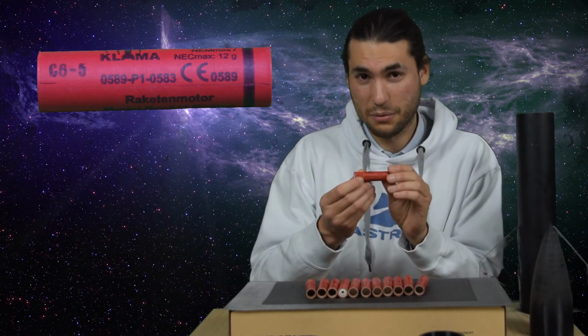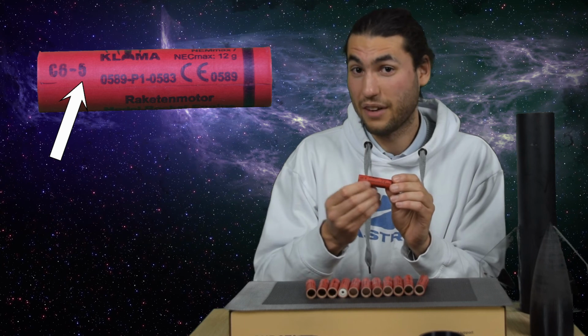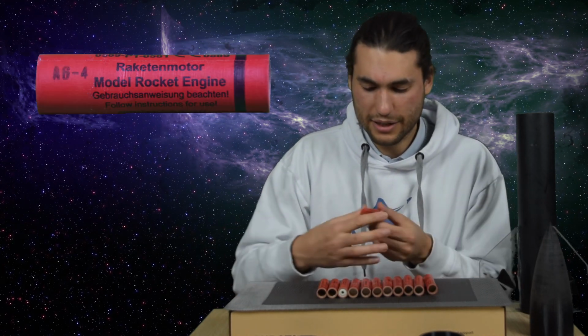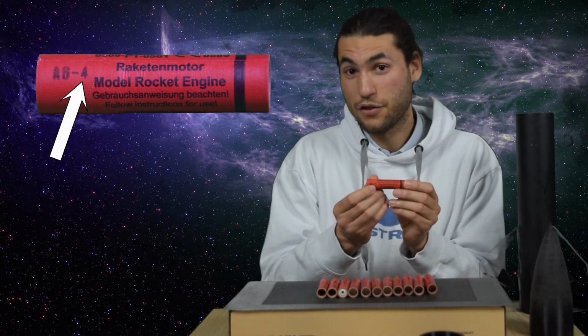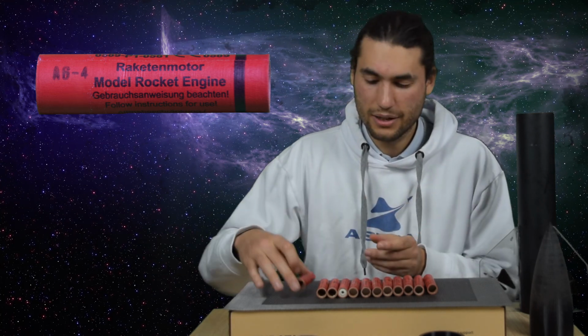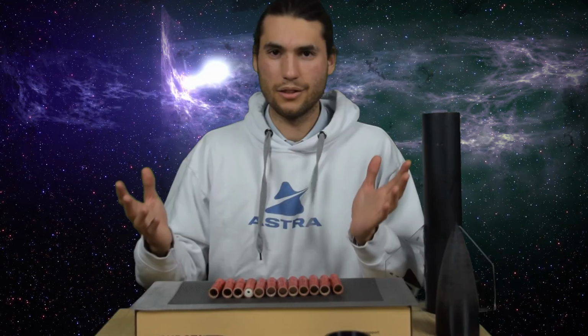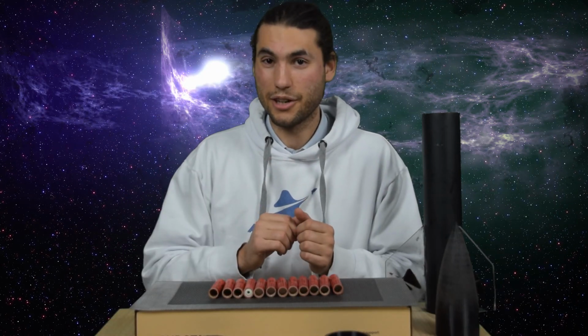So yeah, there's all kinds of different delays you can get. You can get, like, this one's a C6-5, so it'll have a 5-second delay. But of course you can also get different kinds of delays. This is an A6-4, so it has a 4-second delay. And you can even get zeros if you want. This is a C20.